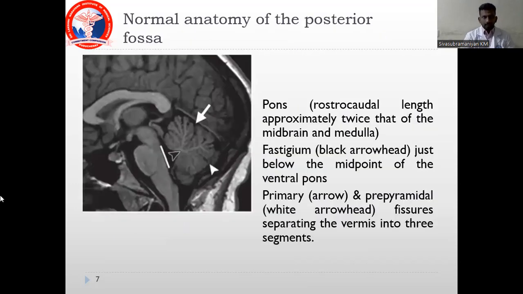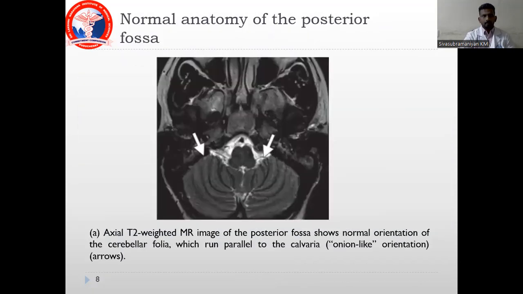So this is the normal anatomy of the cerebellum, and you see the two fissures here. The one that's sitting superiorly is the primary fissure, and the other one inferiorly is the pyramidal fissure. And here you can see the fourth ventricle cleft and the anterior roof of the fourth ventricle. The normal anatomy of the posterior fossa is seen on the axial T2 weighted image. You can see the orientation of the cerebellar white matter and the cerebellar folium. They have an onion-like orientation.